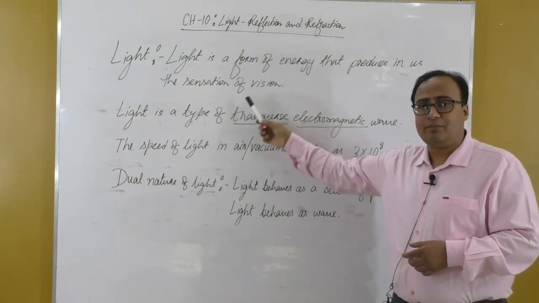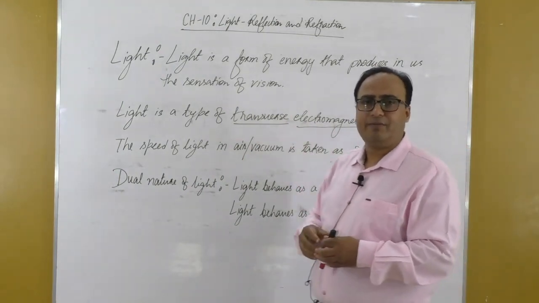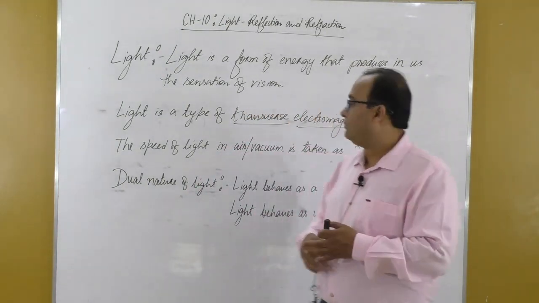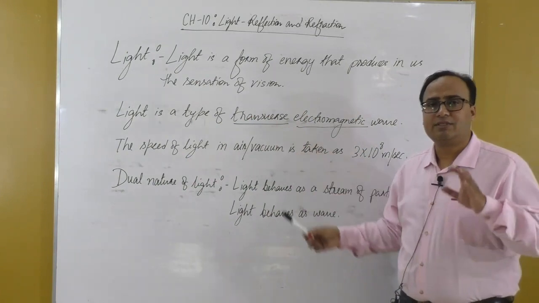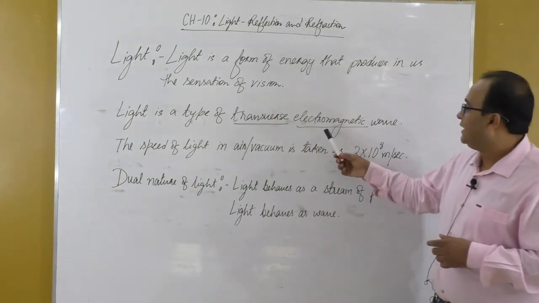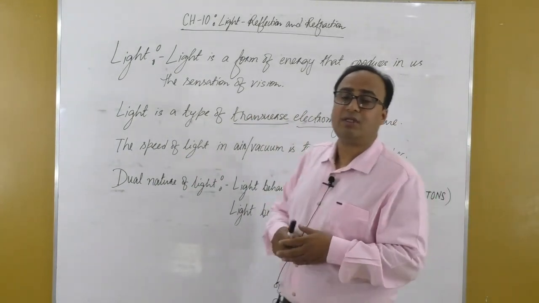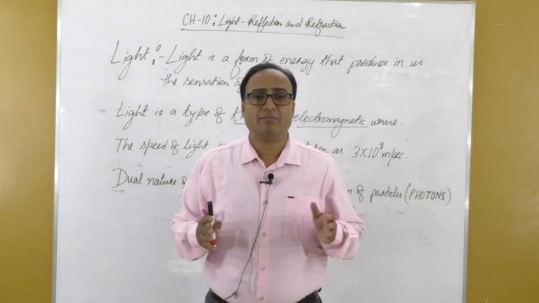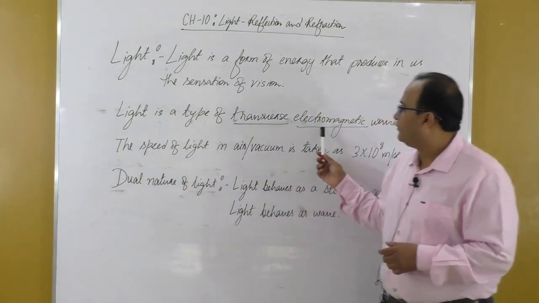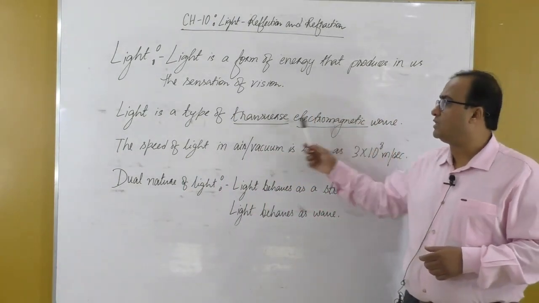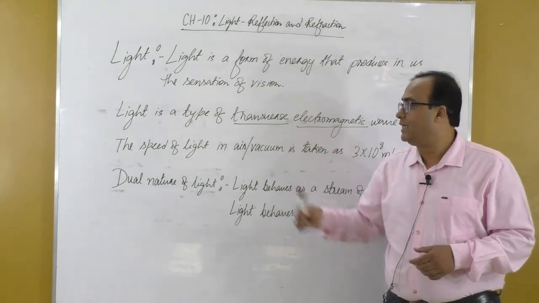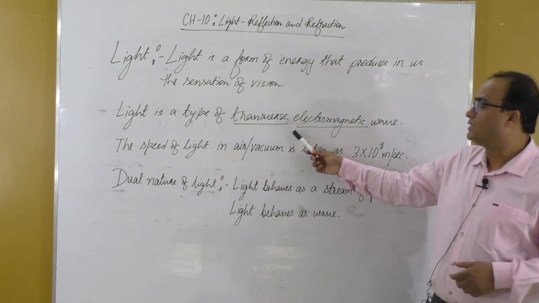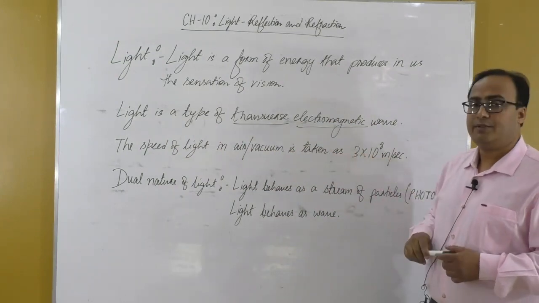Transverse wave, if you can memorize, is a type of wave that consists of crest and trough. I am not going to discuss in detail, but if you can memorize that, a transverse wave consists of crest and trough. And electromagnetic waves are the waves that are generated because of vibration of electric and magnetic fields, and these waves can pass through vacuum. So electromagnetic waves are the waves that can pass through vacuum. Transverse waves are the waves that consist of crest and trough. And what kind of wave is light? Light is a type of transverse electromagnetic wave.